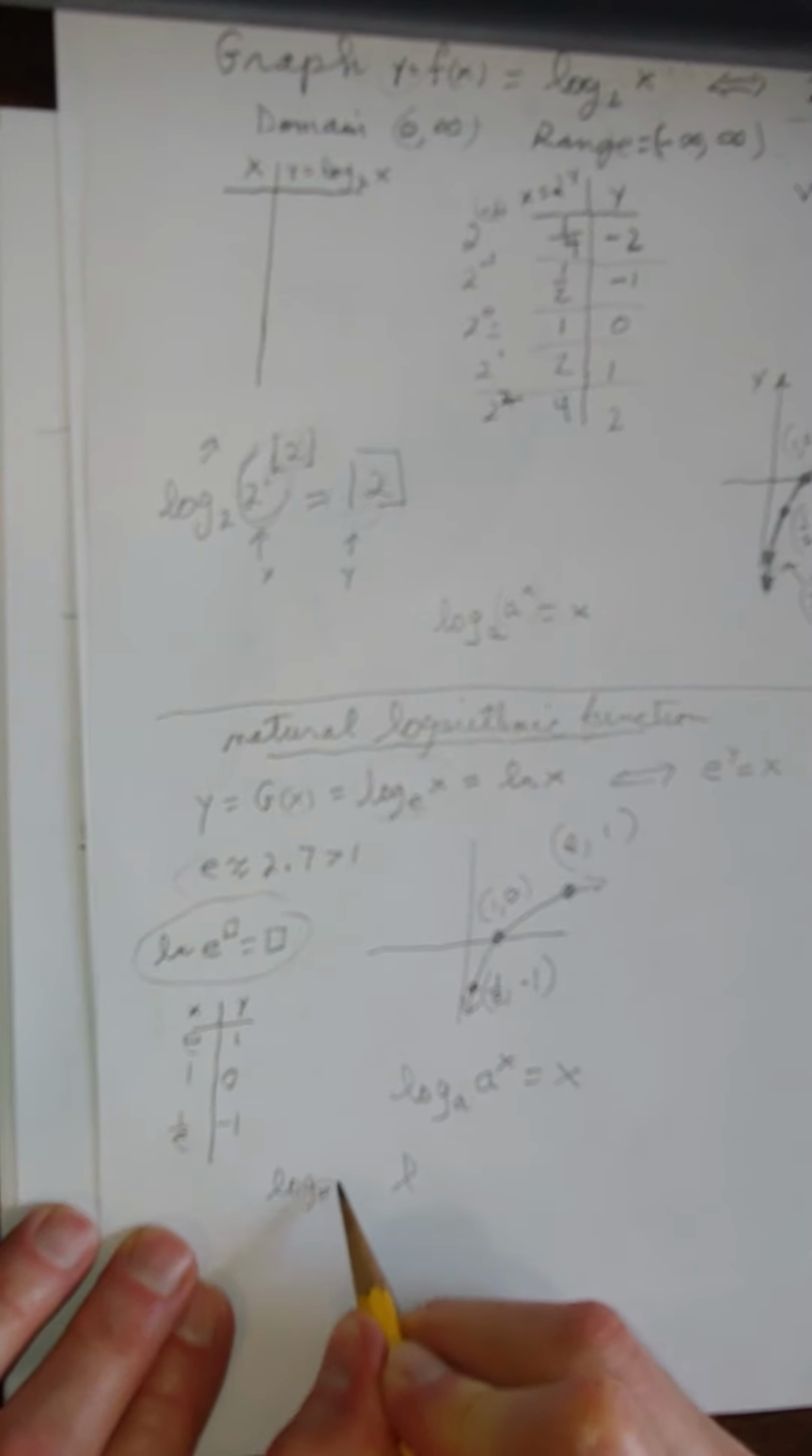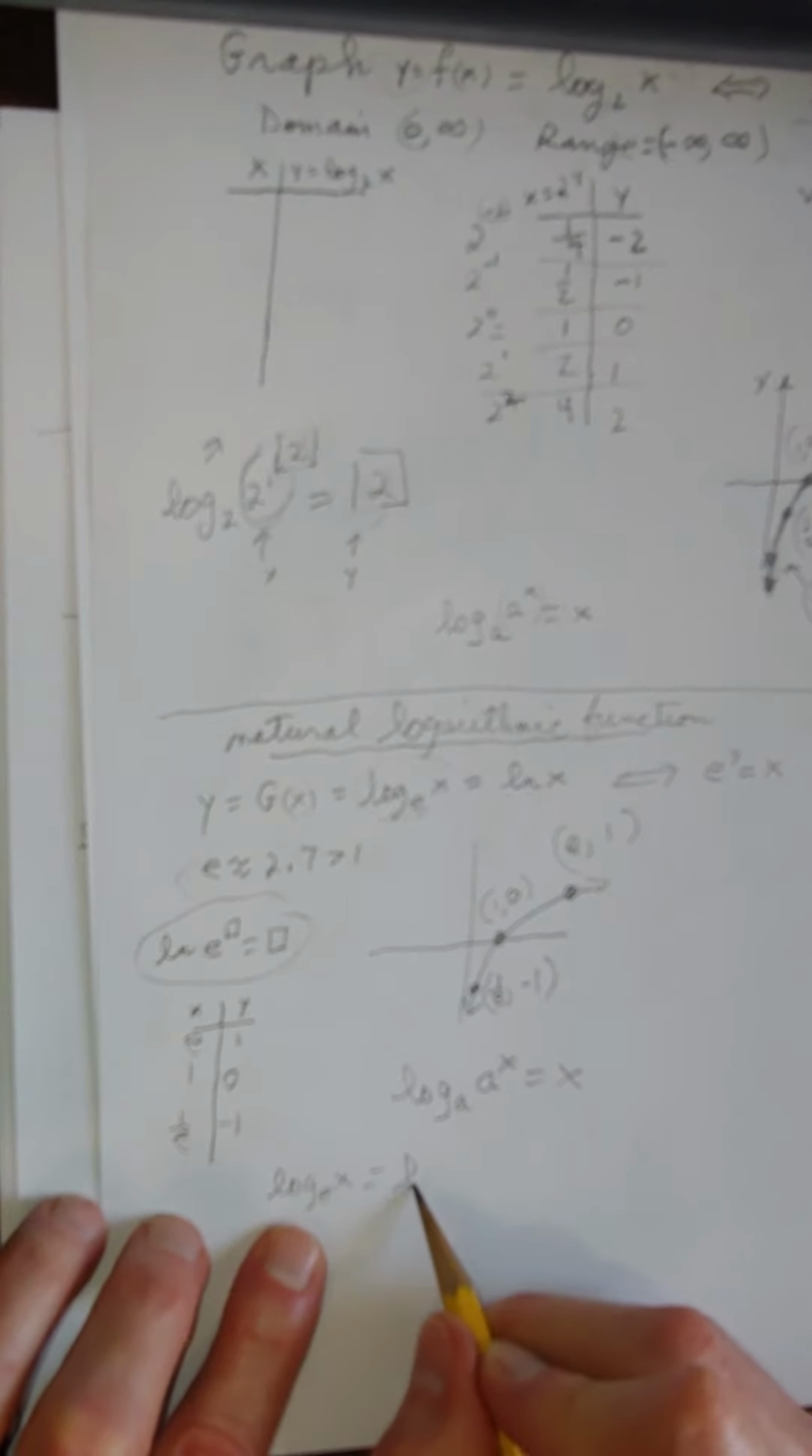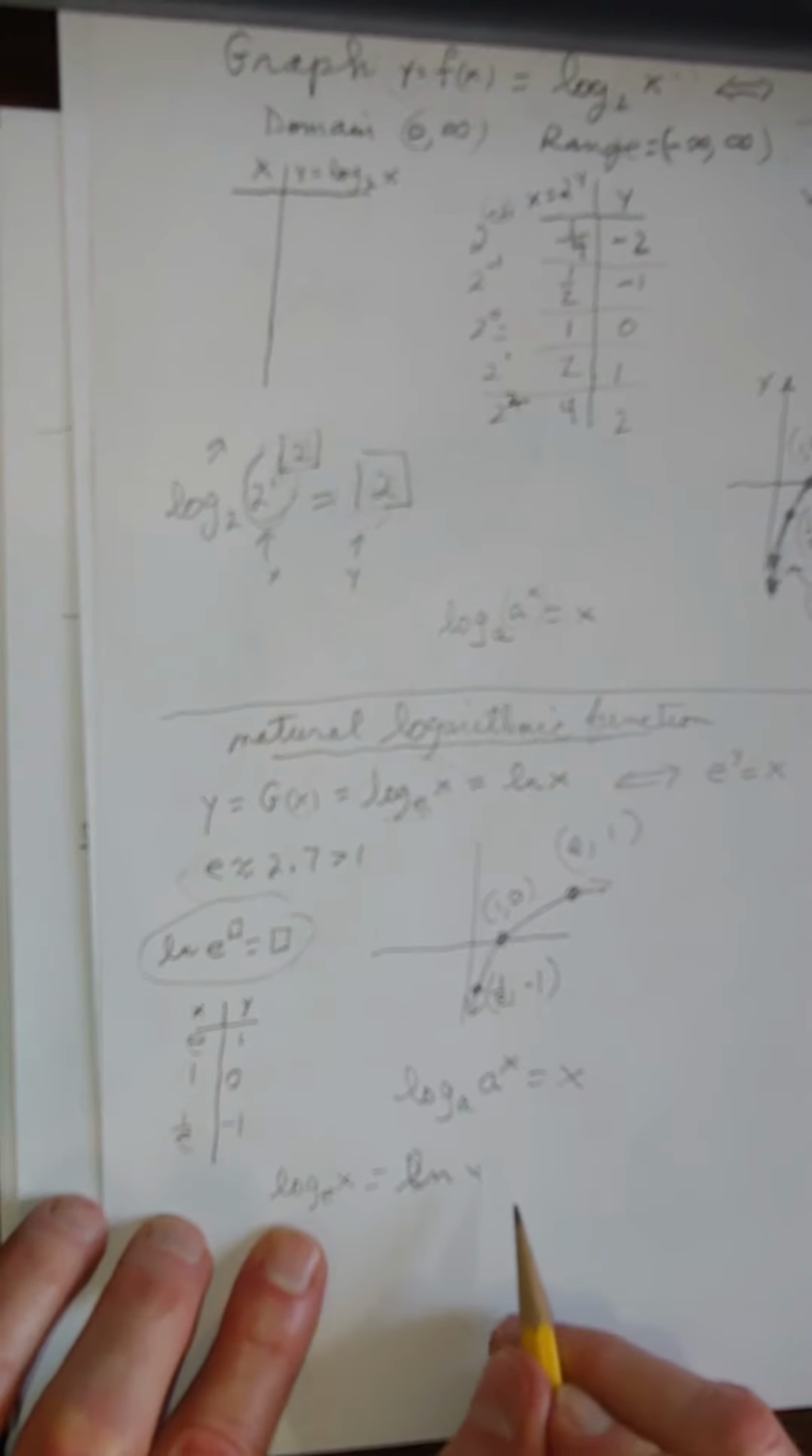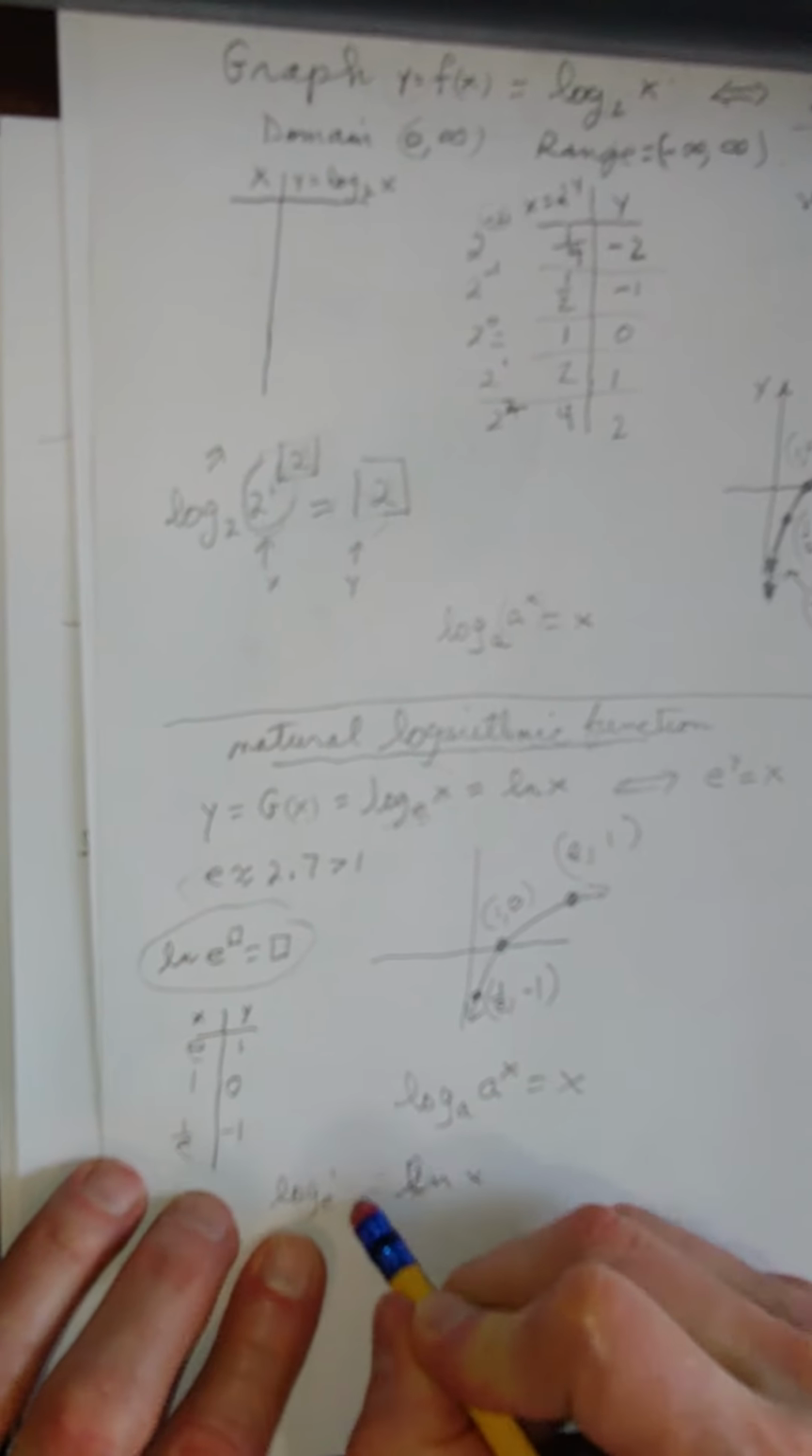Log base e of x, which we're not going to write like that. We're going to write it as ln of x. ln of x is how we write it.